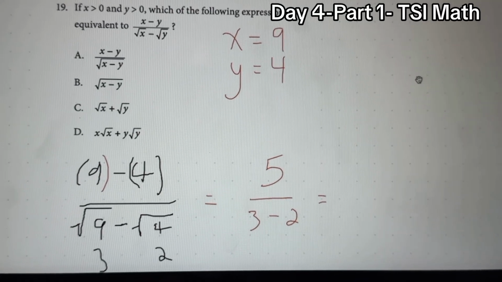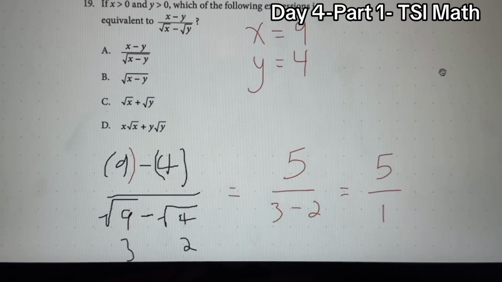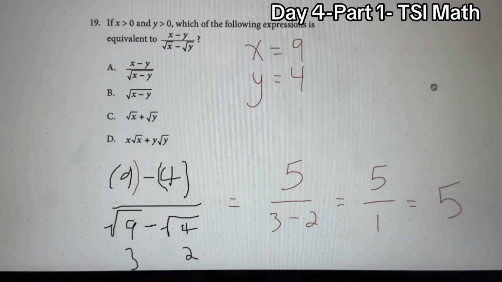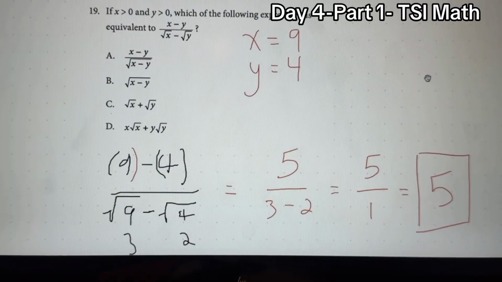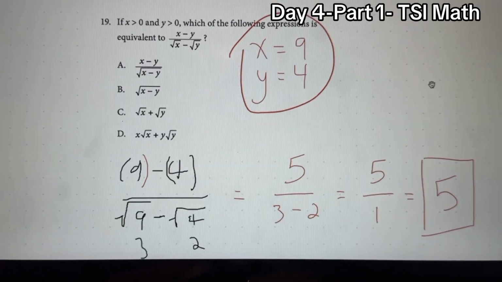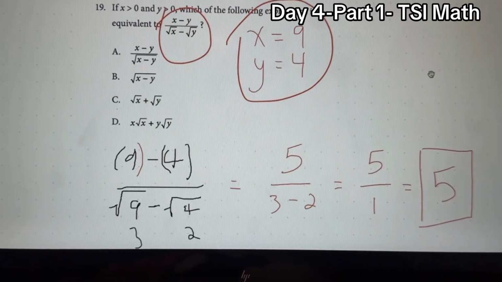And the 5, what's 5 divided by 1? 5 divided by 1 is 5. Okay, so when x is 9 and y is 4, this expression in the question gives us 5. This expression right here gives us 5. Does that make sense? Yes.